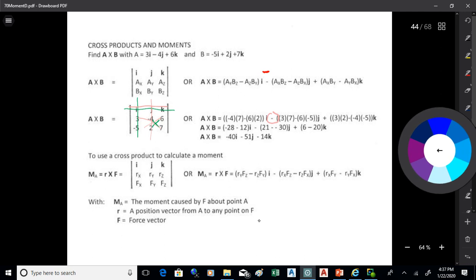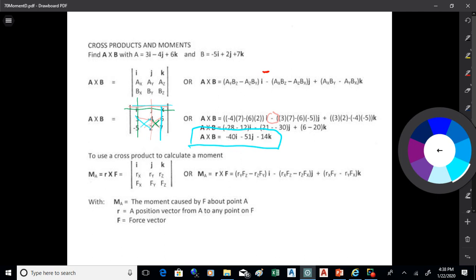And then the last one I do is I take out the last column and the top row, and I cross what's left, 3 times 2 minus negative 4 times negative 5. That's the K component. Work the numbers, and that's what I get right there. That's A cross B: negative 40I minus 51J minus 14K. So that's pretty cool. Like I said, I have no idea why mathematicians came up with this thing. I don't really know why, but I know we can use it.